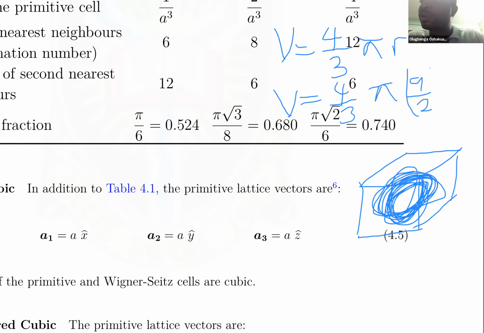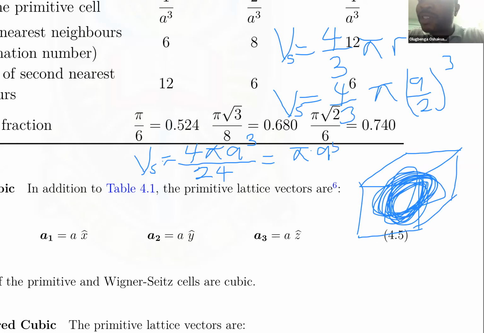Cubed. So moving further to find the volume of the sphere, let me put S here to say volume of sphere. So the volume of the sphere will be 4 pi a cubed divided by 3 times 8, 24. And that will be pi a cubed over 6.